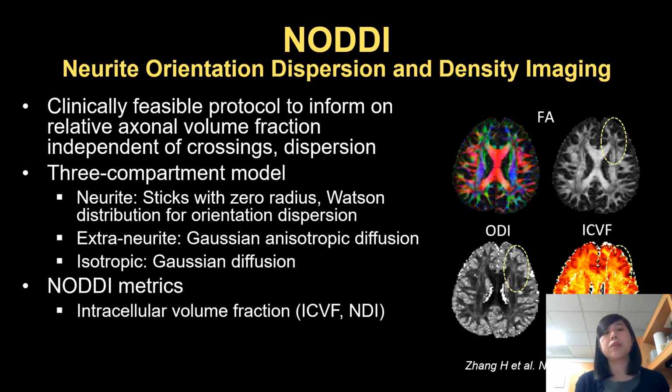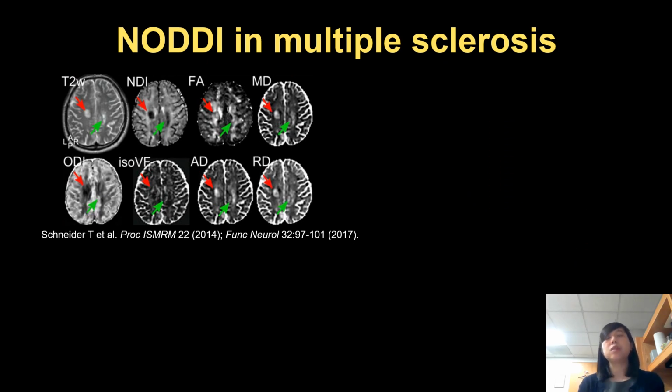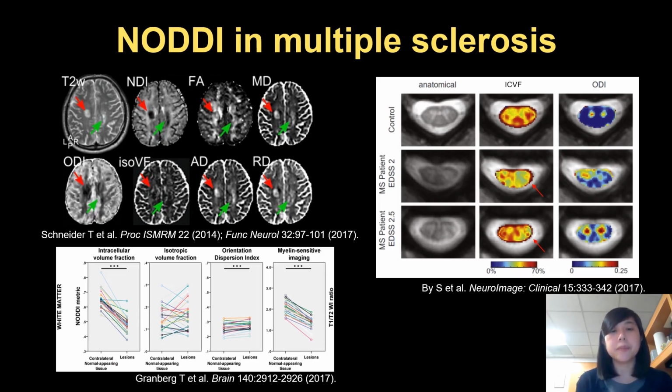So the metrics that we can pull out from NODDI quantitatively include the intracellular volume fraction, orientation dispersion index, and then the fraction of isotropic water. So NODDI has been used in a number of studies in multiple sclerosis, and in general, these studies show that there is an overall decrease in the neurite density index within focal lesions. This was shown in the brain by the group at University College London, also corroborated in spinal cord studies. And then in a larger population, a study published in Brain basically showed and confirmed an overall decrease in intracellular volume fraction within lesions and an increase in the isotropic volume fraction.